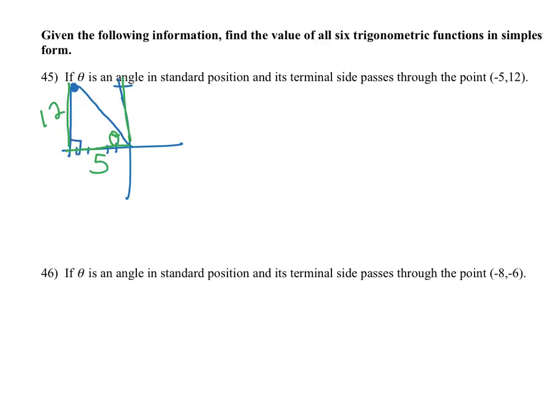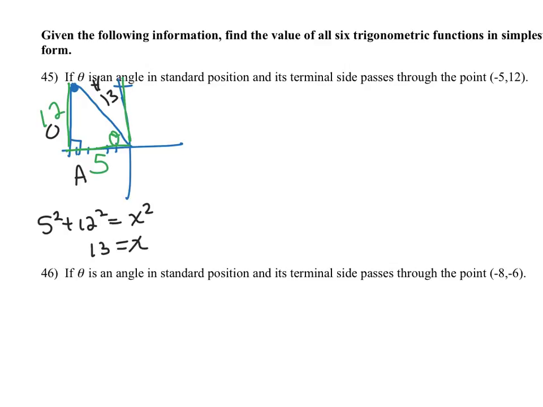We need to know this is adjacent, this is opposite, so we need to figure out what the hypotenuse is. We do the Pythagorean theorem again. 5 squared plus 12 squared equals x squared. And this turns out to be 13. Just doing the math, so this is 13.